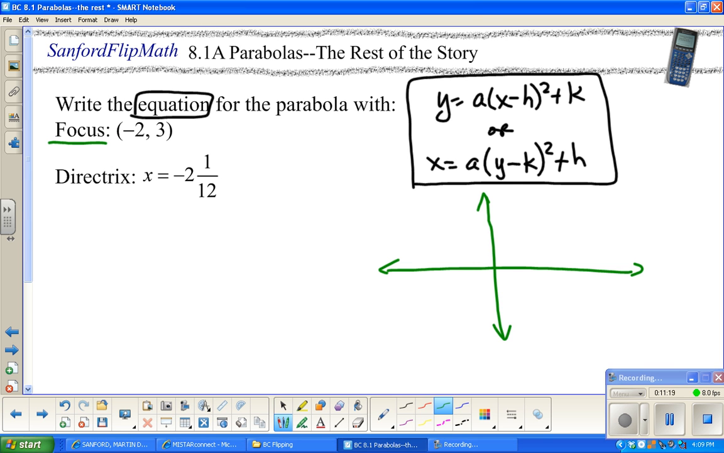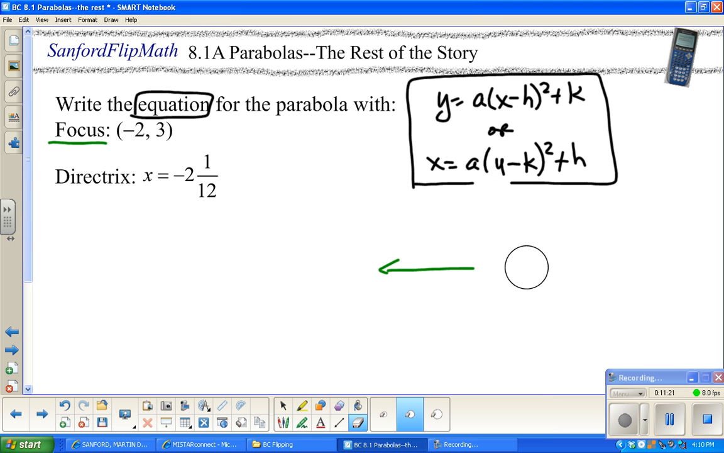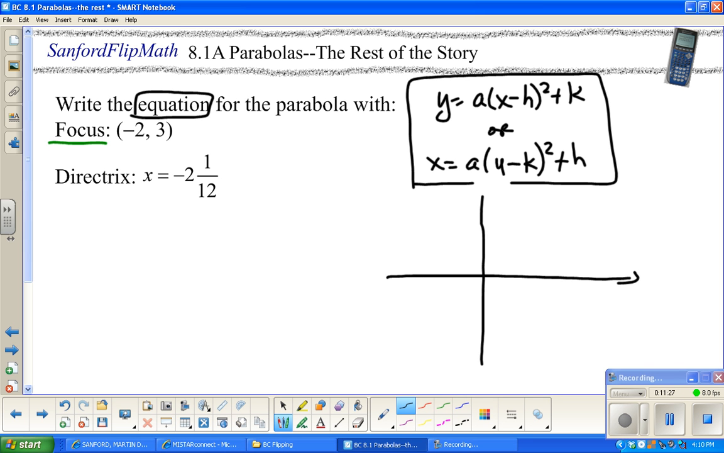Okay, and a slanty y-axis is not so good, so let me try that again. Okay. All right. Oh yeah, that's so much better. Okay, so the focus is at (-2, 3). That's the focus. That is not the vertex. The directrix is x equals -2 and 1/12.